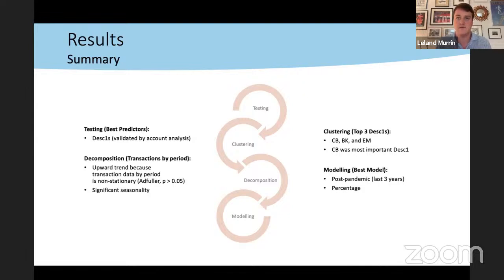The time series of revenue for this company's general ledger transactions was not stationary, so it definitely had a trend line in some direction. Seasonal decomposition confirmed that it's upward. And then there was some significant seasonality that came out of the seasonal decomposition as well. So we could confirm that there's seasonality. And then for modeling, the best model was post-pandemic, so the past 3 years by percentage using ARIMA.